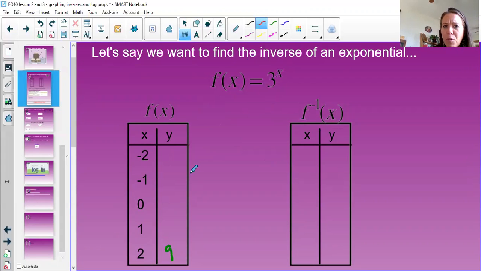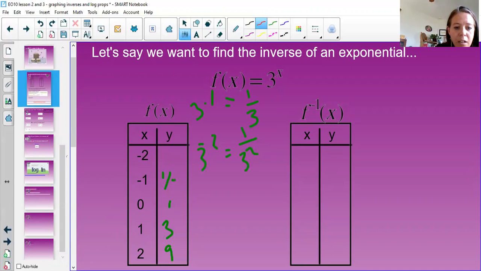3 to the first power would just be 3. 3 to the 0 power is 1. Now 3 to the negative 1 power, remember that that's going to flip into the reciprocal. Okay, so this is 1 over 3. 3 to the negative 2 would be 1 over 3 squared. Okay, so this is going to be 1/3 here, and this is 1/9.